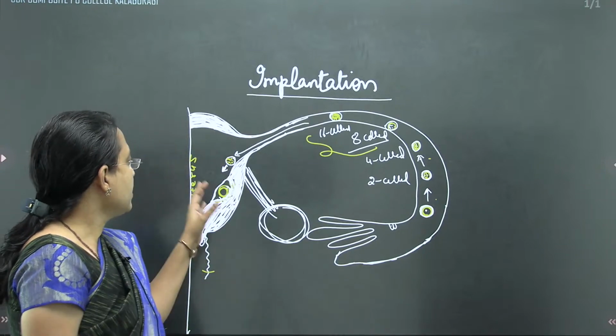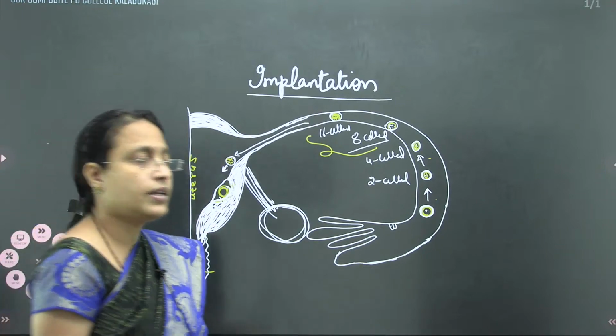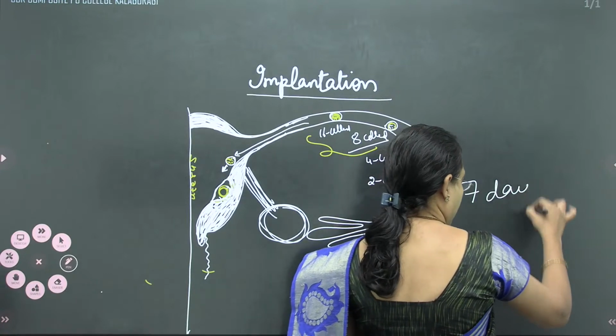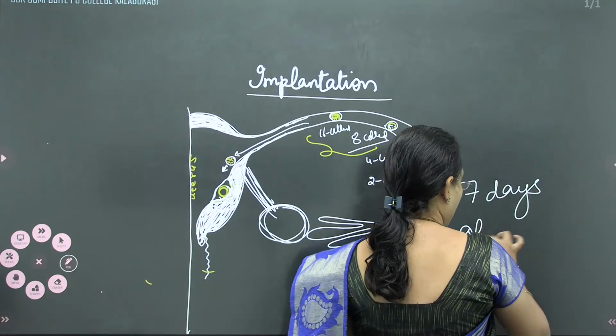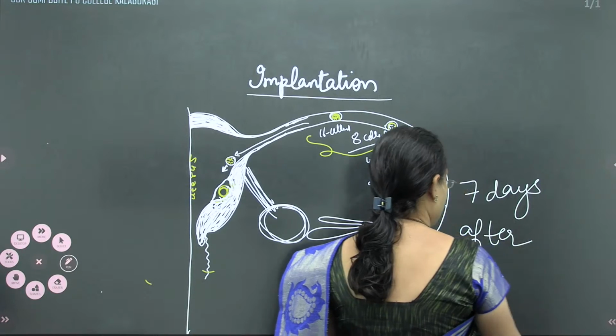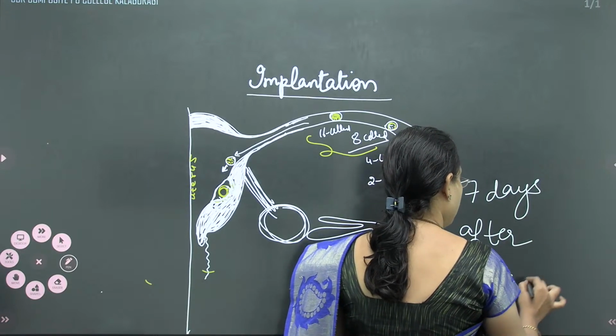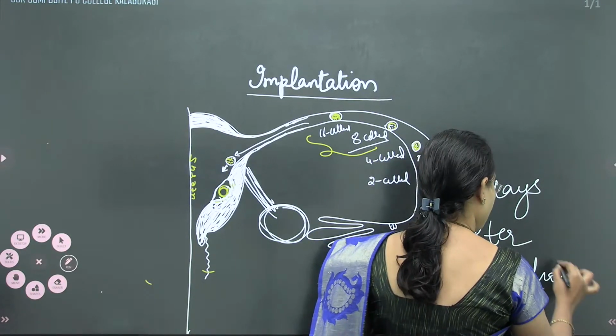So this completes. Implantation will occur 7 days after fertilization, which is the time required for implantation.